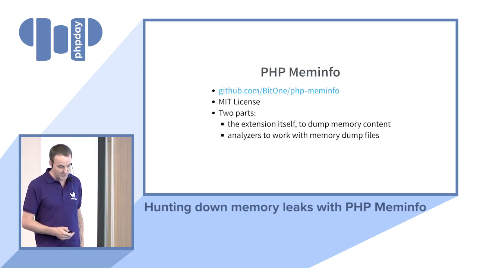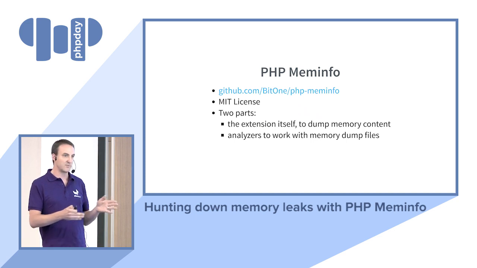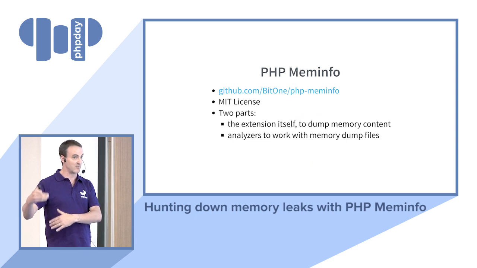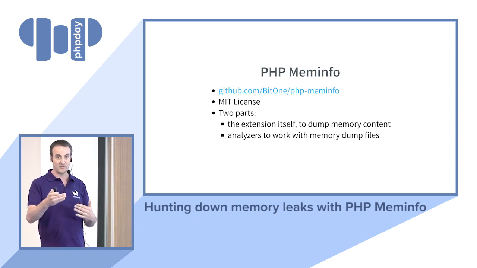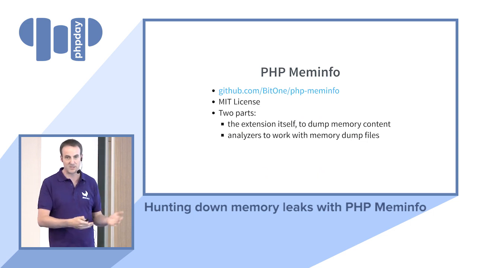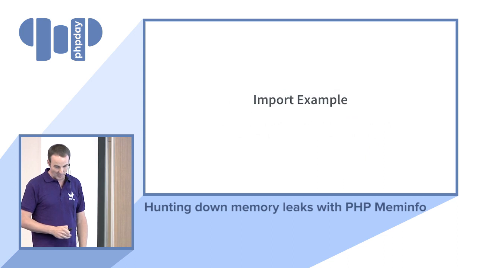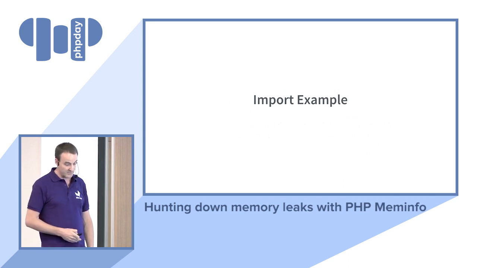PHP meminfo is a pretty simple program. It's an open source system. There are two parts, a PHP extension that you have to compile for your PHP version. This PHP extension allows you to dump the content of memory into a JSON file. And once you have the JSON file, it provides some analyzers, PHP programs that will analyze the content of the dump file. Let's have a look at an import.